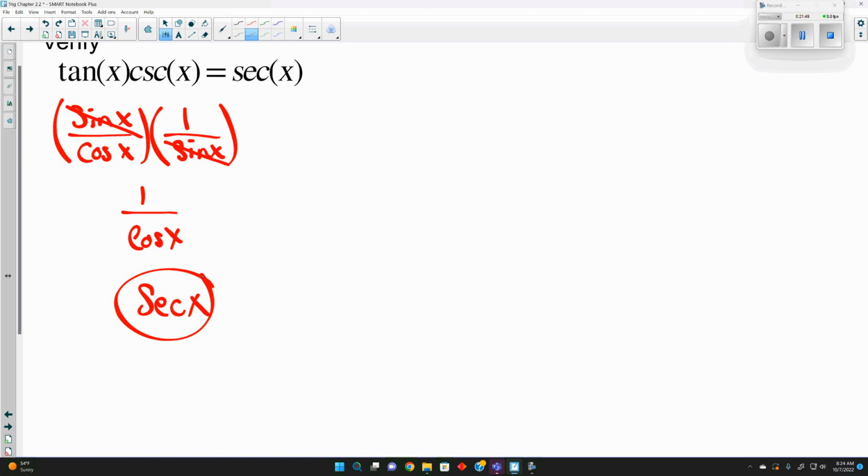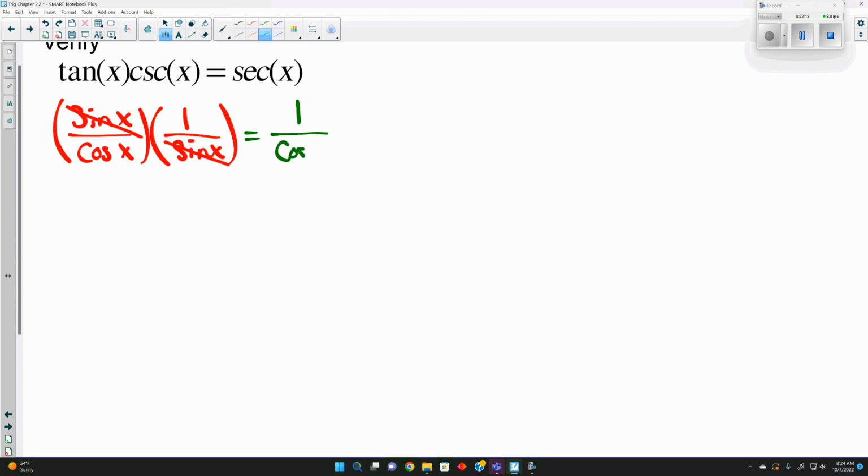What if I told you we could do this in one step shorter? At this point, all I've got to do is back up to here. We've not done a two-sided verify up to this point, yes? Well, we could say this equals what? 1 over cosine of x, yes? Which after we multiply, we have 1 over cosine of x. Show that both sides are the same. And that's it.